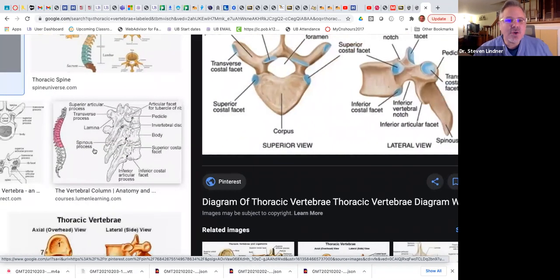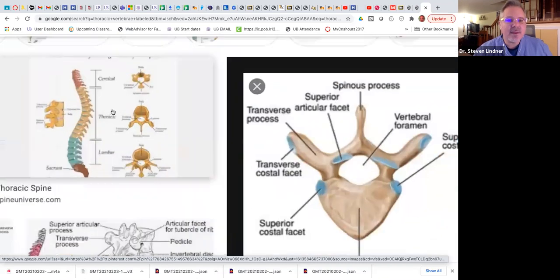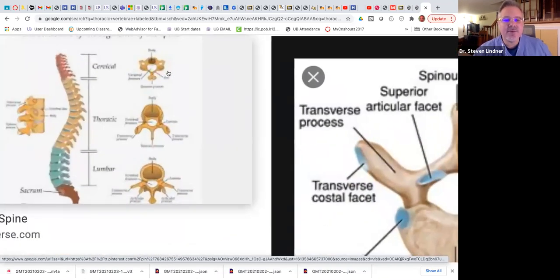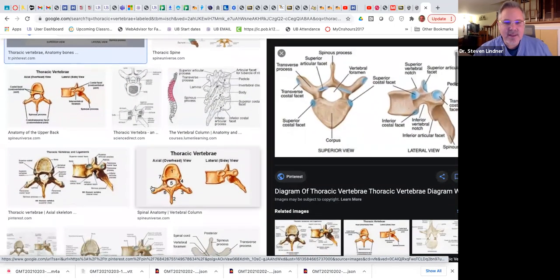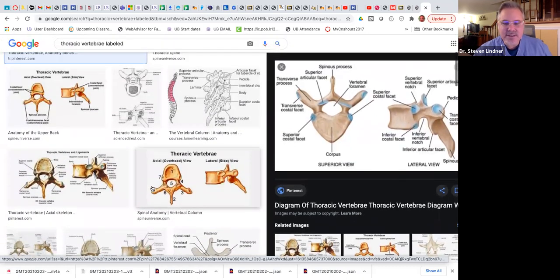Okay, so you should know the key to differentiating a cervical, thoracic, and lumbar vertebra, so if you see it on an exam, you can differentiate them. There are some key differences.